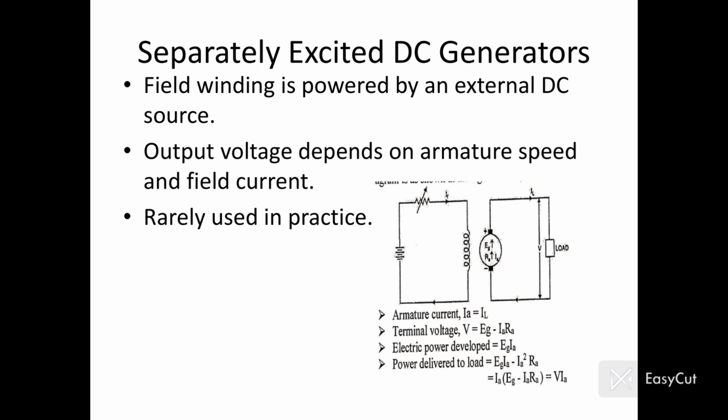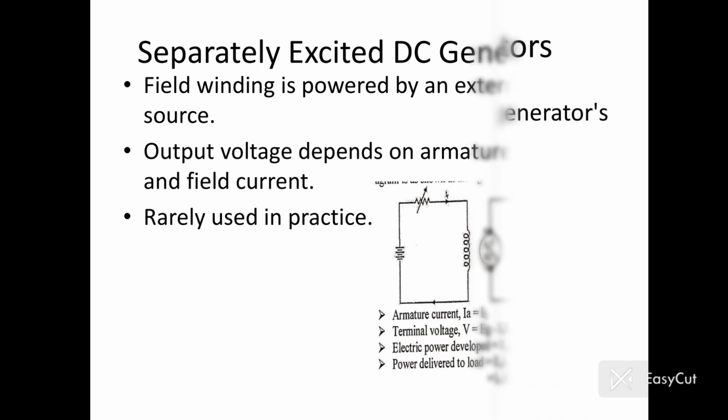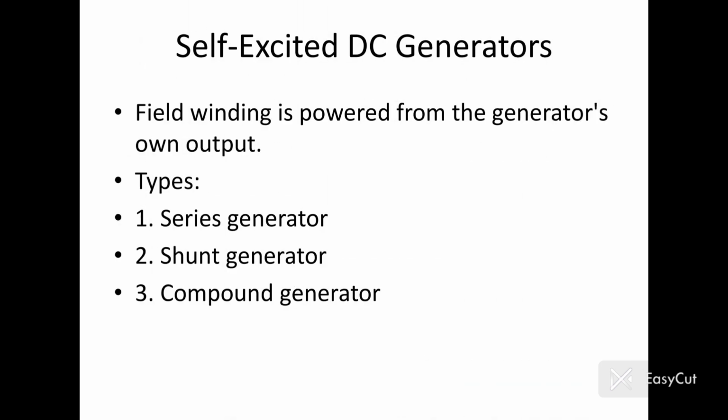Here is the circuit diagram. Armature current, Ia is equal to IL. Terminal voltage, V equals Eg minus IaRa. Electric power developed is Eg into Ia. Power delivered to load is Ia multiplied by (Eg minus IaRa), which equals V into Ia.